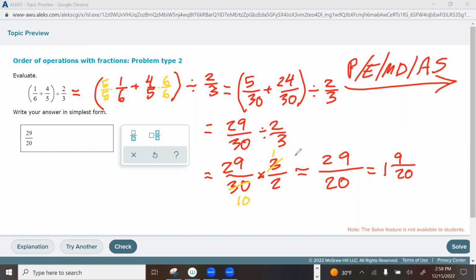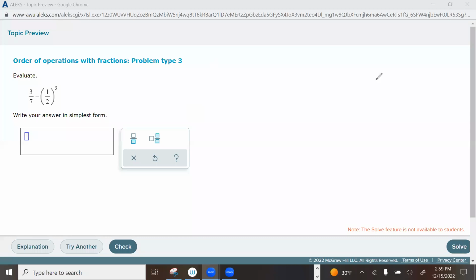All right, let's see what else we got. Okay, so order of operations again. Are there any parentheses? Yes. Now, inside the parentheses, is there anything to do? No. Inside is just the number 1/2. There's nothing to do inside. So because there's nothing to do inside the parentheses, we can expand our scope to everything that is outside the parentheses. Are there any exponents outside the parentheses? Yes, so we need to deal with that.